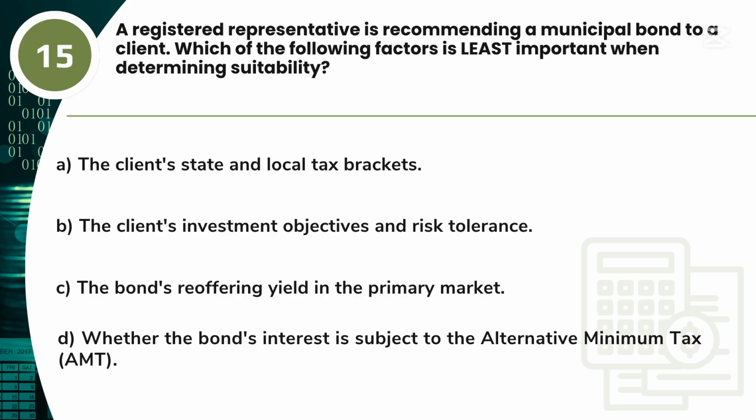Question 15. A registered representative is recommending a municipal bond to a client. Which of the following factors is least important when determining suitability? A. The client's state and local tax brackets. B. The client's investment objectives and risk tolerance. C. The bond's reoffering yield in the primary market. D. Whether the bond's interest is subject to the alternative minimum tax, AMT.